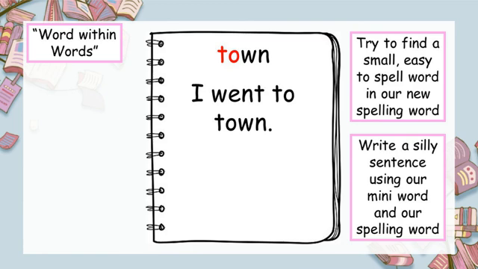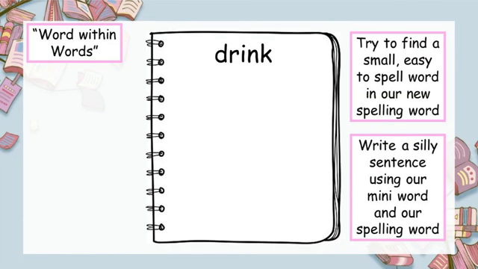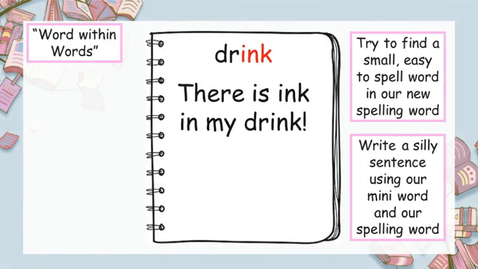Let's go for a slightly harder word for our final one, just to show you that this is a useful spelling strategy. Try this word here, drink. Pause the video and use the words within words strategy to spell this word. Here's what I got for drink. I said there is ink in my drink because I found that small word ink in our spelling word. Did you get something like that? If you did, that's great. You're well on your way to becoming an expert at words within words spelling strategies.